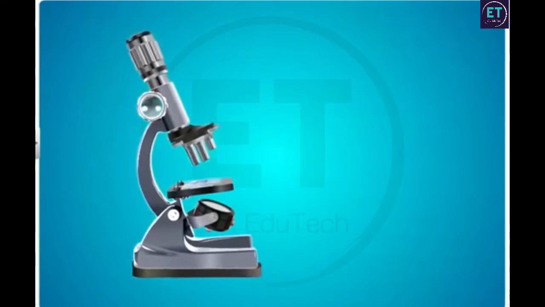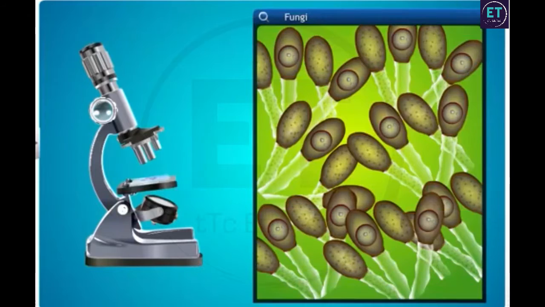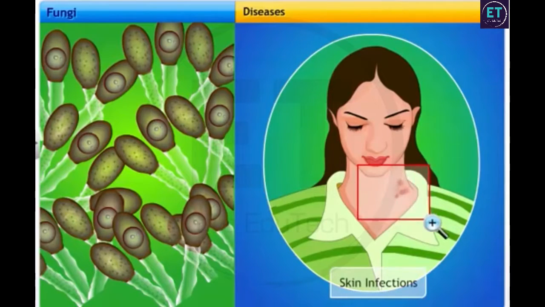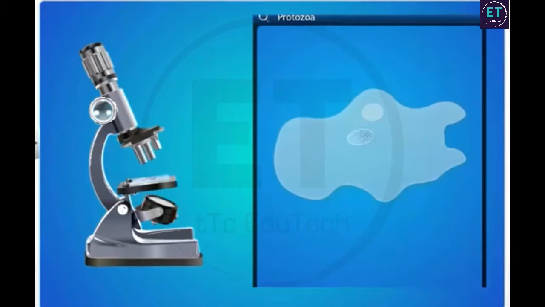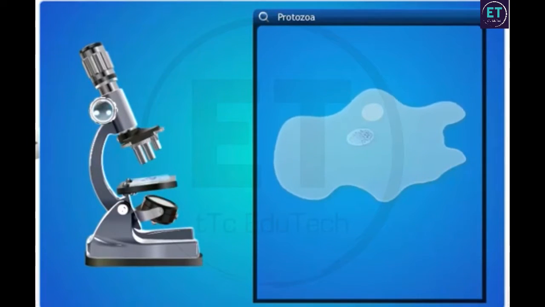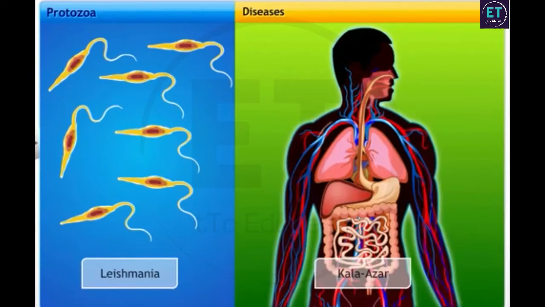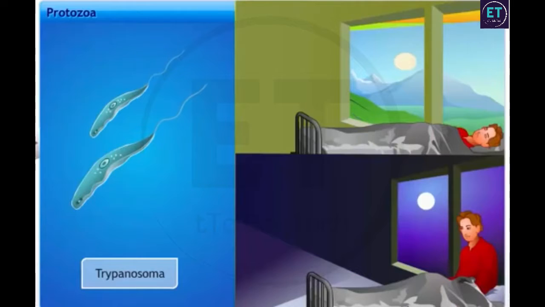Fungi are microscopic and multicellular organisms. Skin infections are commonly caused by fungi. Protozoa are parasitic organisms that can be seen only under the microscope. Protozoan organisms like Leishmania cause kala-azar disease, manifested with fever and enlargement of the liver. Trypanosoma cause sleeping sickness, manifested with confusion, sleeping during the day, and staying awake during the night.